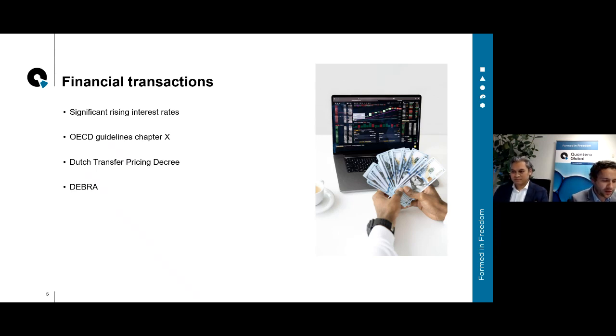And finally, Deborah. So Deborah, what is it? Emil asked me, is it a girl's name? No, it's the Debt Equity Bias Reduction Allowance, and it was published on 11 May this year.